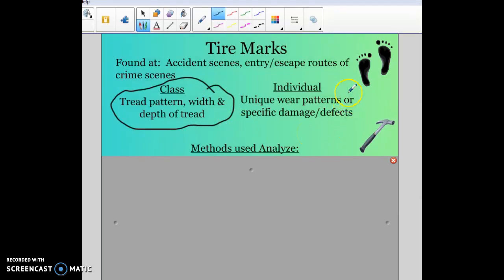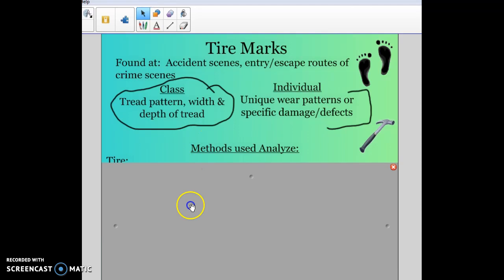And then when they try to individualize it, if they are able to say, okay, this is a 2005 Ford Escape is what we're looking for. If they find it, they find their suspect. If there's any unique wear patterns or specific damage or defects, that's going to individualize it back to that 2005 Ford Escape versus somebody else. Unique wear patterns, you've got, say, a nail in the bottom of your tire, or your tires are balding all on kind of one side in one location because your alignment's out of shape, so on and so forth. Those are the types of things that can individualize tire marks.